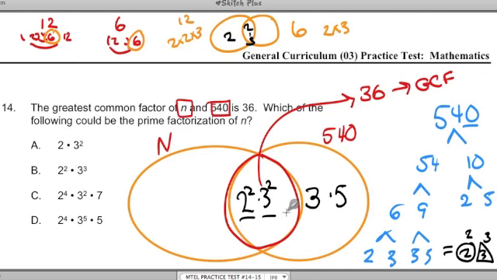Now let's solve the problem. When I do this, I'm going to play a game. It's got 2 rules. I've got to ask myself these 2 questions about n. Does n have a minimum requirement? It has to have a minimum requirement of 2 to the second and 3 to the second. It has to have that.